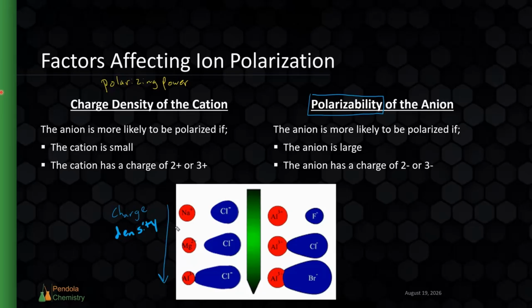So the charge density is going to increase as we go from sodium to magnesium to aluminum because the charges go up. What that also means is that their polarizing power increases.